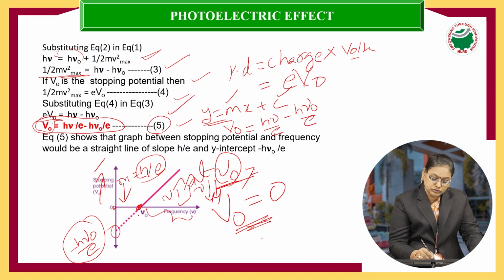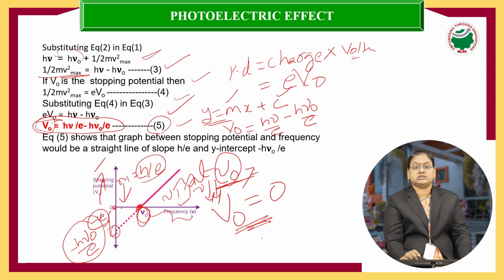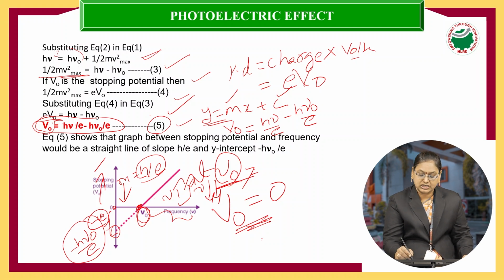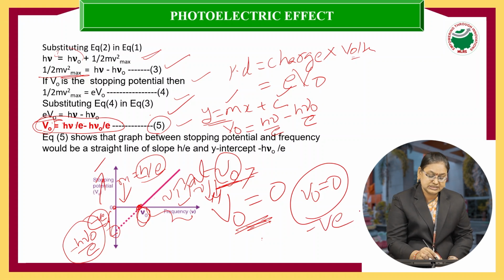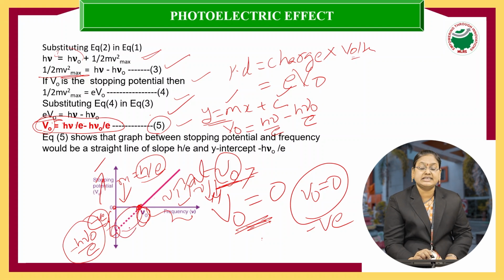And below nu naught, below threshold frequency, in this part, stopping potential value is negative. Stopping potential cannot have negative values. Stopping potential maximum value is how much? 0. Stopping potential maximum value is 0. It cannot have negative values. So what this is indicating, we are showing it by a dotted line here. This is an imaginary line, and this line indicates that whenever the frequency of incident light is less than threshold frequency, photoelectric effect does not occur.